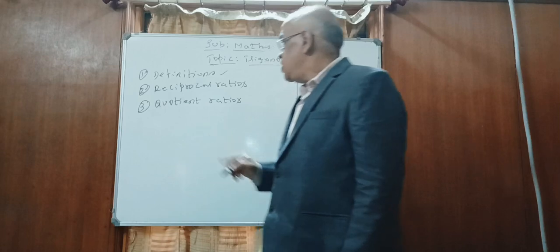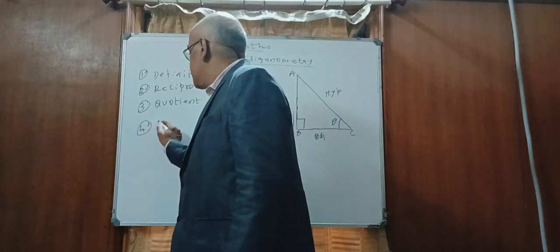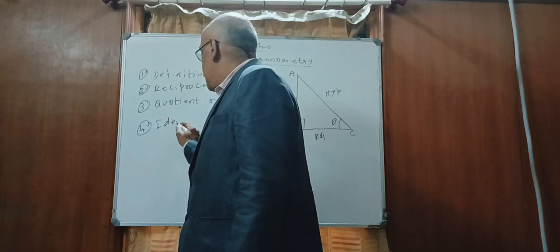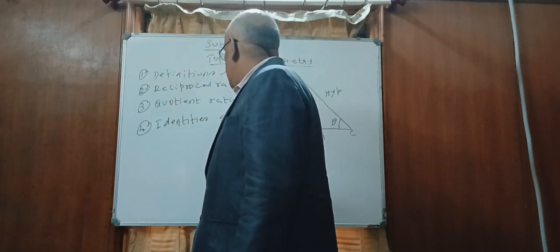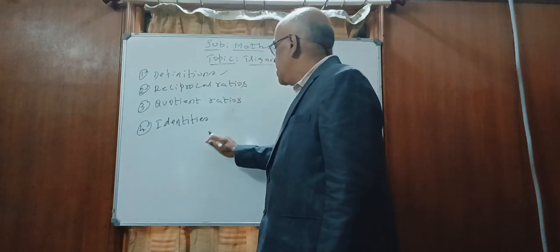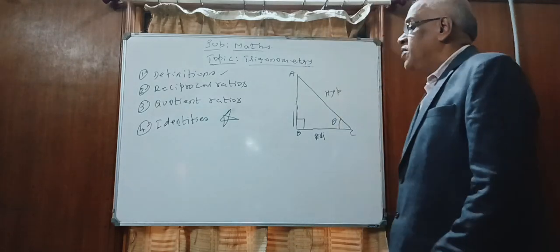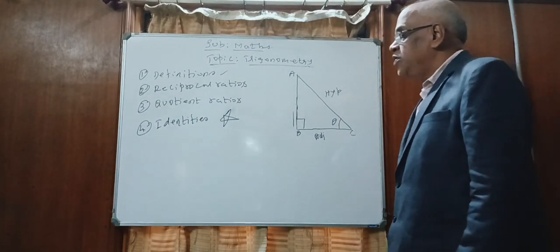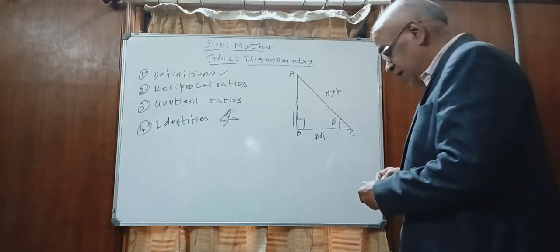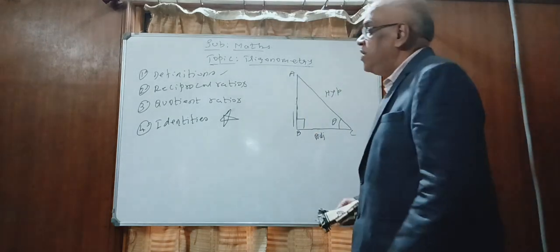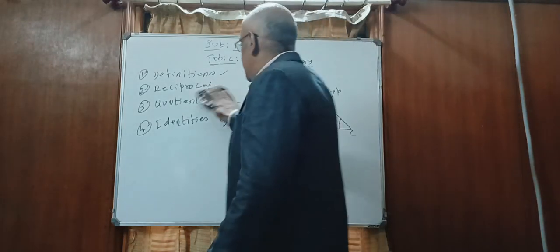Students, quotient ratios over. What's the fourth topic? Identities. Very, very important. I'll put a star mark. Because while solving numericals, even in your higher classes, 11th and 12th, or PUC level, these identities play a very, very important role in calculus. Calculus has two parts, differentiation and integration.